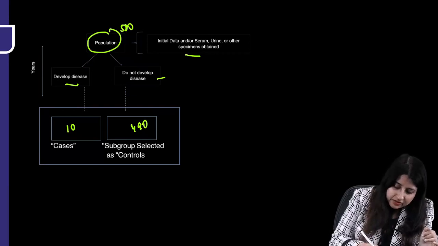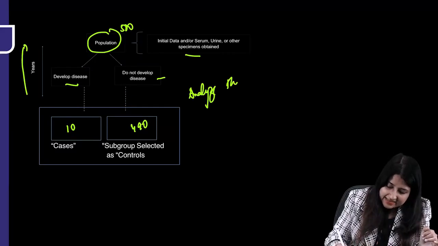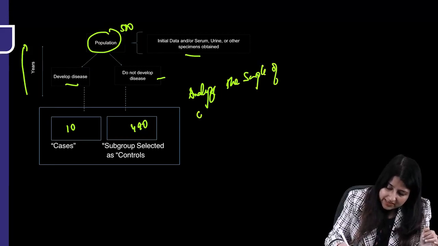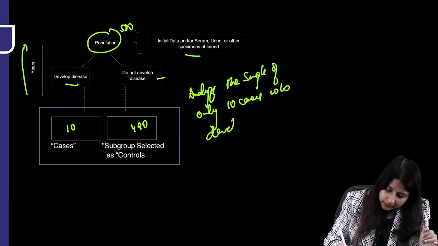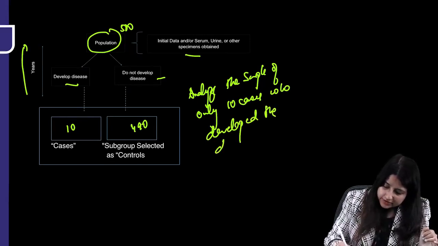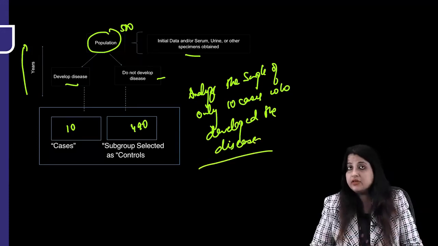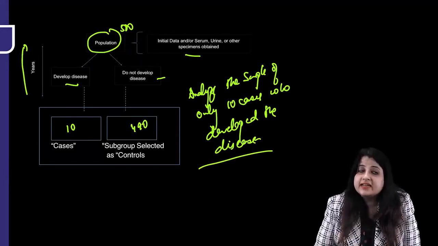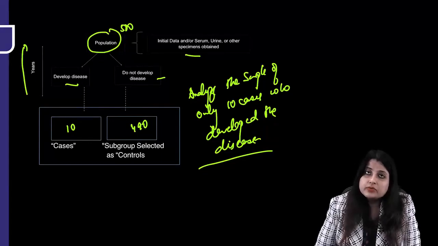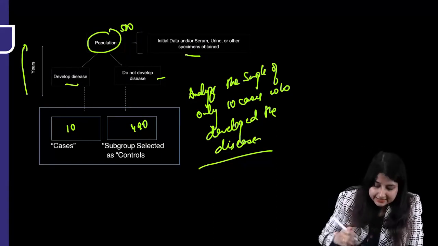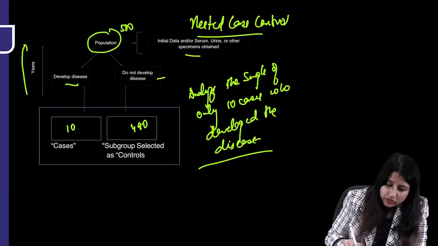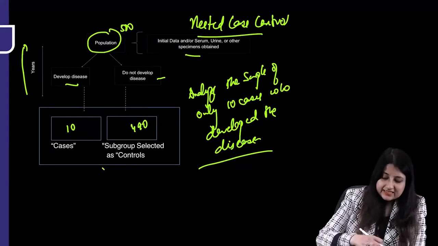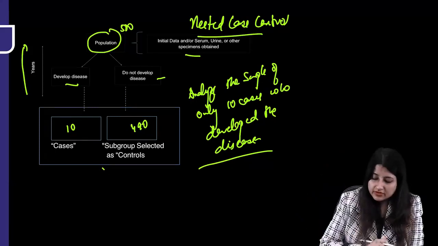So now see, this is bidirectional. We've gone back and we analyze the samples of only the 10 cases who developed the disease. So it is definitely prospective in nature. The better thing is it can establish temporality as well and is good for rare investigation. And you can identify this image by a smaller rectangle over here. This is nested case control in a bigger cohort.